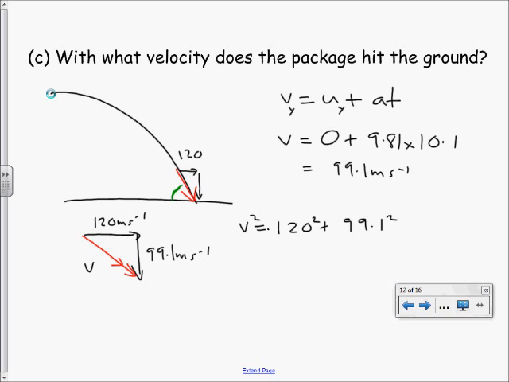And if you want the angle, where would we quote the angle? I would suggest that realistically, the most meaningful angle would be that angle there. That angle there would be the same as that angle there. So as far as the triangle is concerned, let's call it theta. You're going to get that by using the tangent. Tan theta equals 99.1 divided by 120. So again, you can figure out what theta is.